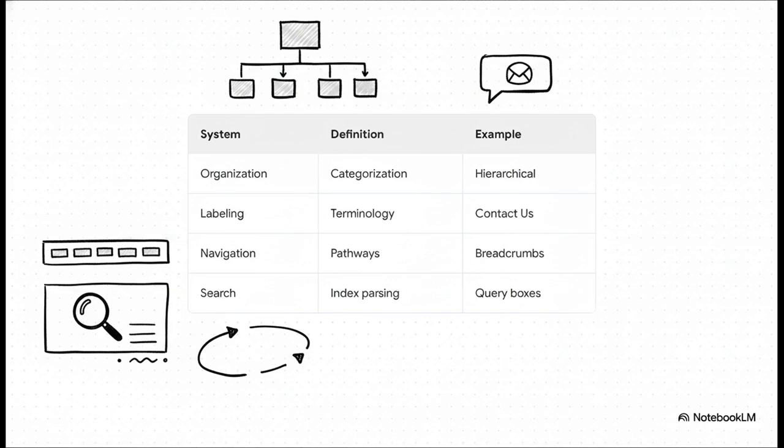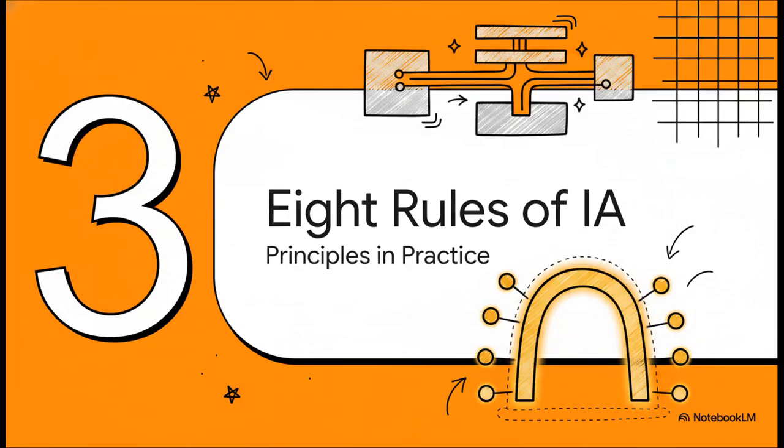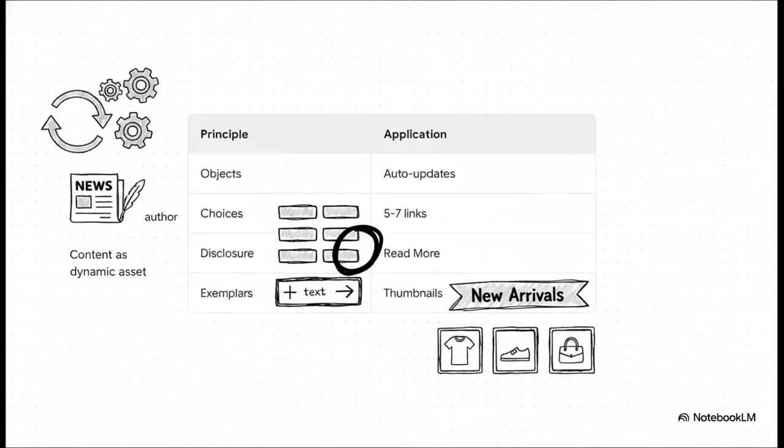Let's see how this all operates in the real world in Section 3, the 8 rules of architecture. Let's take a look at the first 4 principles in practice. The principle of objects treats content, like a news article, as a living, auto-updating asset. Choices is all about preventing cognitive overload, which is exactly why a main menu should ideally be restricted to just 5 to 7 links. Then there's disclosure, which is why you only see a brief text snippet paired with a Read More button. It gives you just enough detail to anticipate what's next without totally overwhelming you.